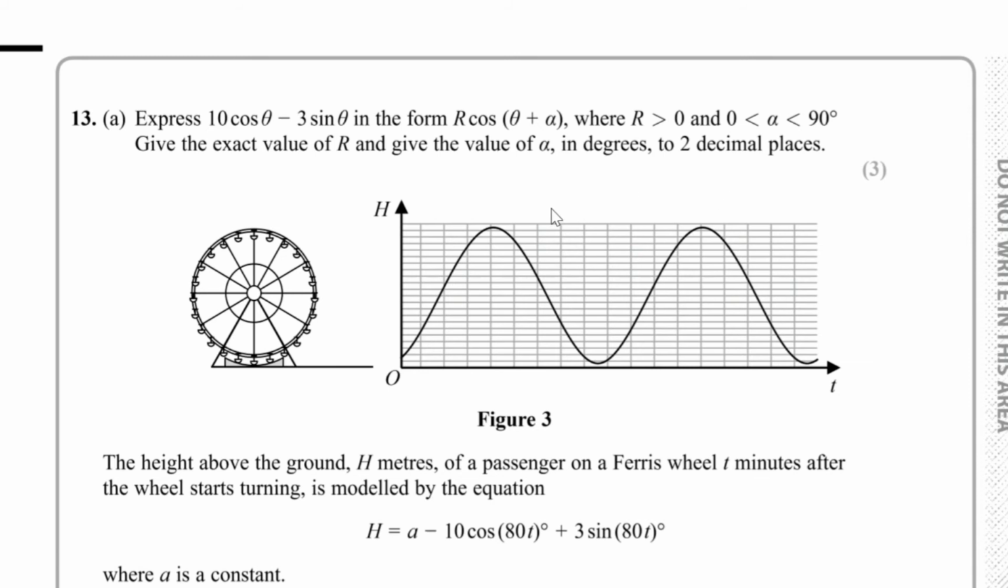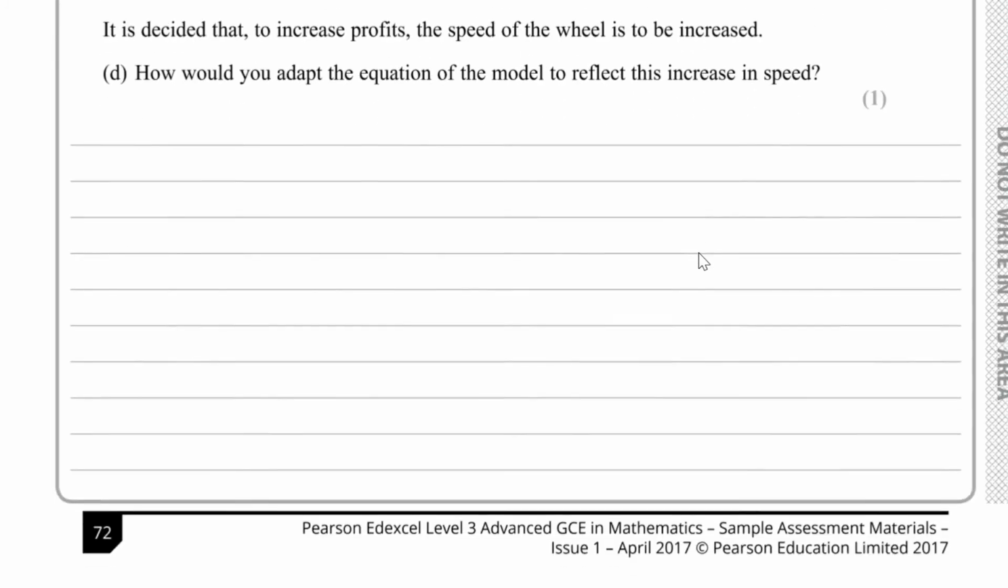Question number 13, for part A, we have to express 10 cos theta minus 3 sin theta in the form r cos of (theta plus alpha), where r is greater than 0 and alpha is in between 0 and 90 degrees. You have to give the exact value of r and give the value of alpha in degrees to 2 decimal places.